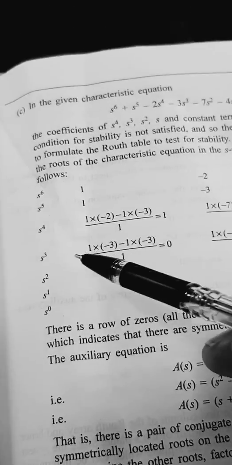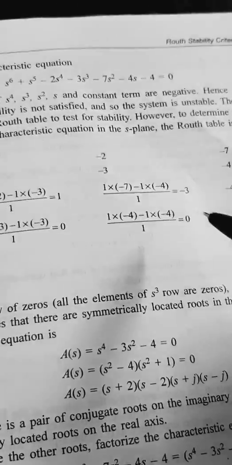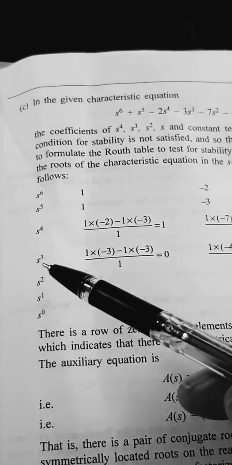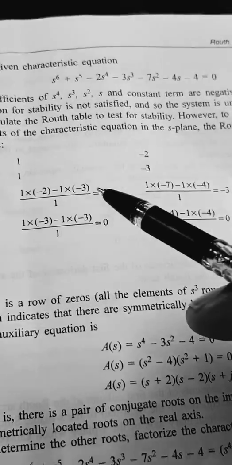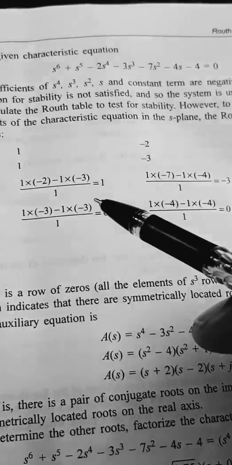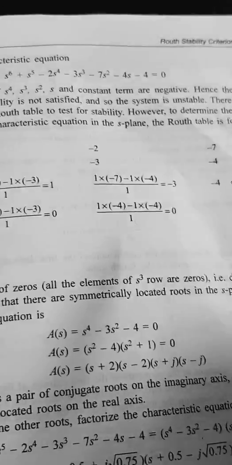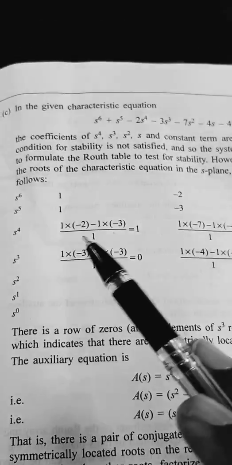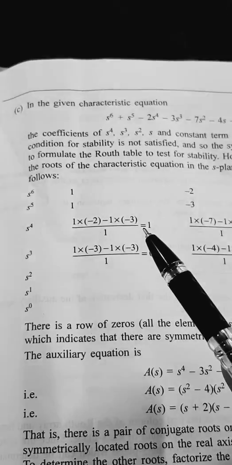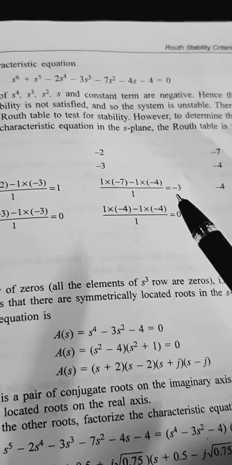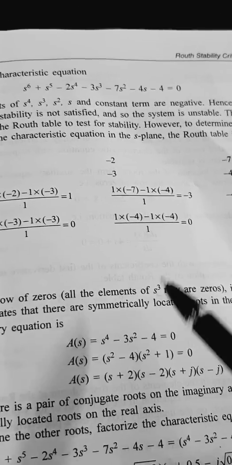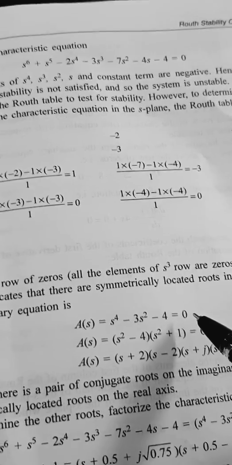Then when you are coming to s raised to 3, you are getting 0 here, 0 here. So all the elements are 0 in the s raised to 3 row. So you are now in difficulty 2. You have to consider the previous row. By using the coefficients of the previous row, you have to form the auxiliary polynomial or auxiliary equation. That is 1 into s raised to 4, that is s4, now minus 3 into s square, and minus 4, that is equal to 0.